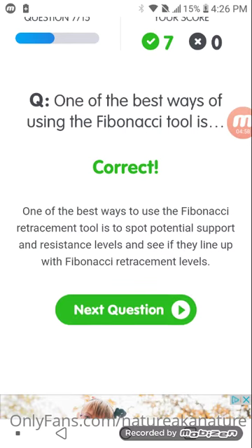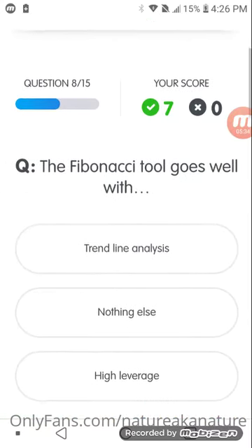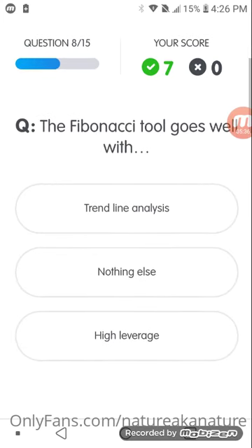You want to see if they line up with the Fibonacci retracement levels, okay? The potential support and resistance levels should line up with the Fibonacci retracement levels. If you're in a downtrend, you're going to be looking for resistance levels, and if you're in an uptrend, you're going to be looking for support levels. One of the best ways to use the Fibonacci retracement tool is to spot potential support and resistance levels and see if they line up with the Fibonacci retracement levels to enter a trade, to get in for potential trades.